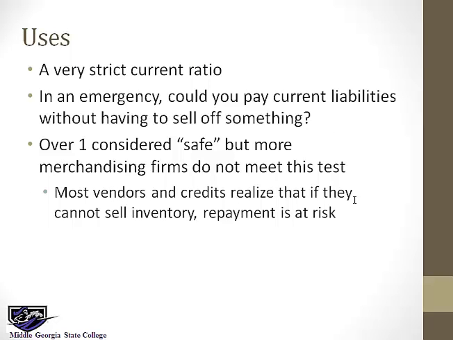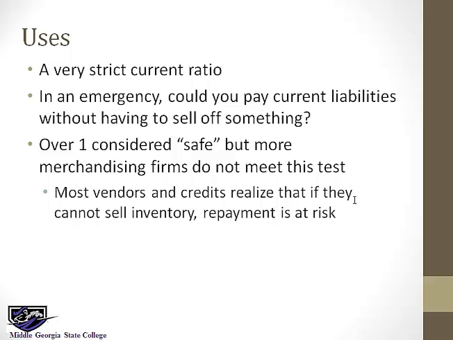This is a strict current ratio, and the ratio asks, in an emergency, if you immediately had to pay all your current liabilities, could you do so without having to sell something off? Over 1 is considered safe, that right now you could repay everything without having to sell anything.